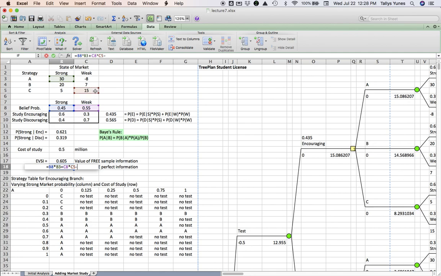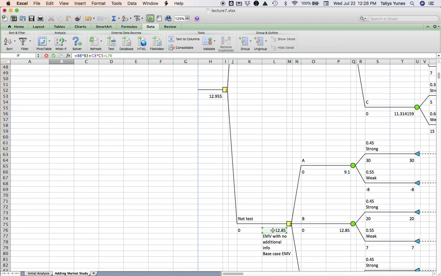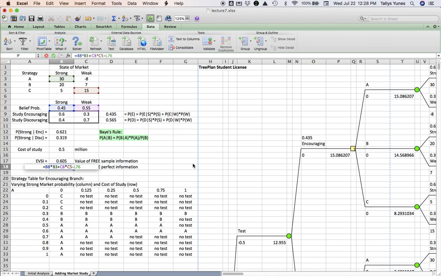And if I take from this number what I could do without the crystal ball, just on my own, the base case performance, then I get 8.9 million. And this is the value of having a crystal ball that costs you no money. How much better does it make me? It makes me better by $8.9 million. So as you can see here, this imperfect test makes you better by $605,000, and a fictitious perfect test would make you better by almost 9 million.